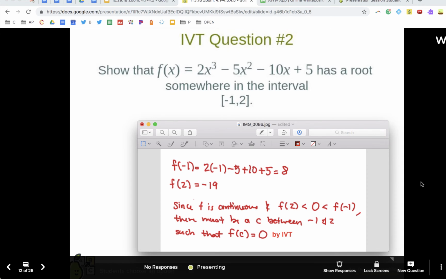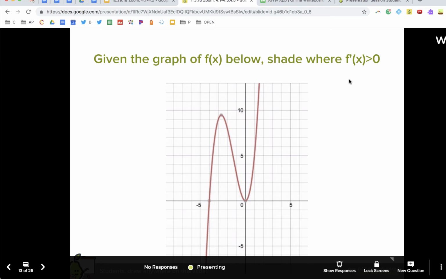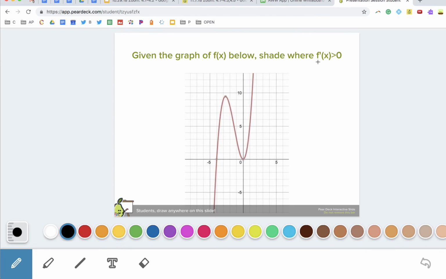So that's that. Now, where is f prime greater than 0? F prime greater than 0 means that f is increasing. And this is the graph of f below. So where is f increasing? On 0 and negative infinity to whatever that value is. So that's where f prime is greater than 0, where f is increasing.